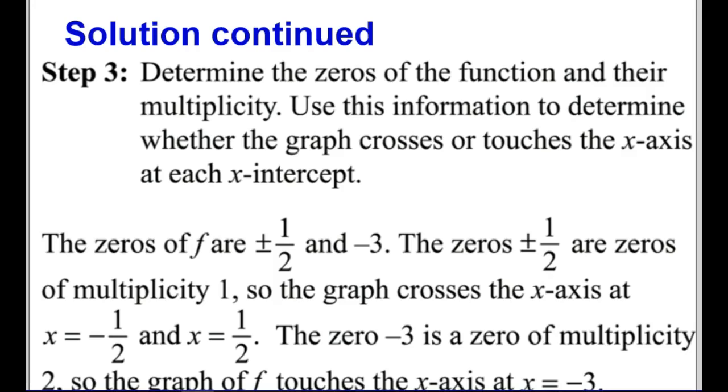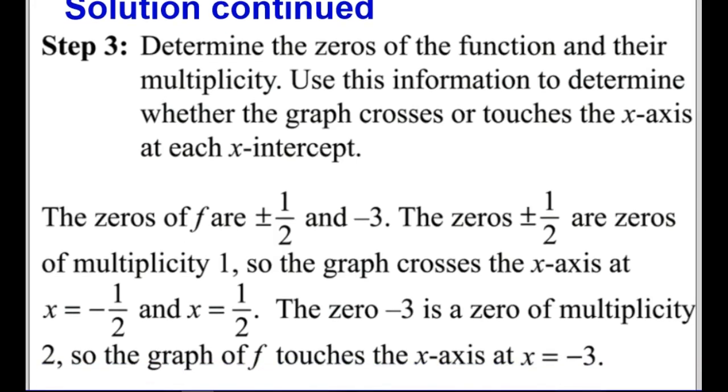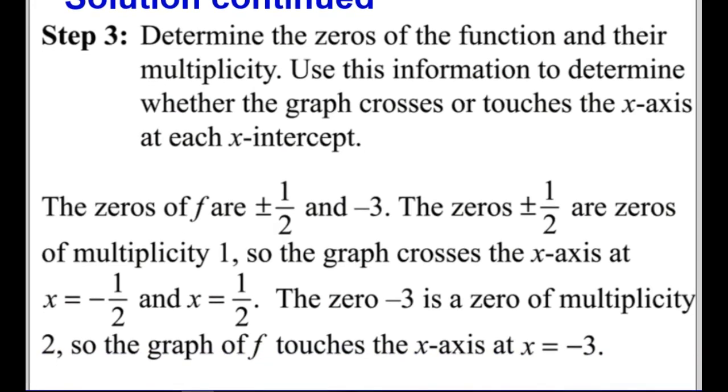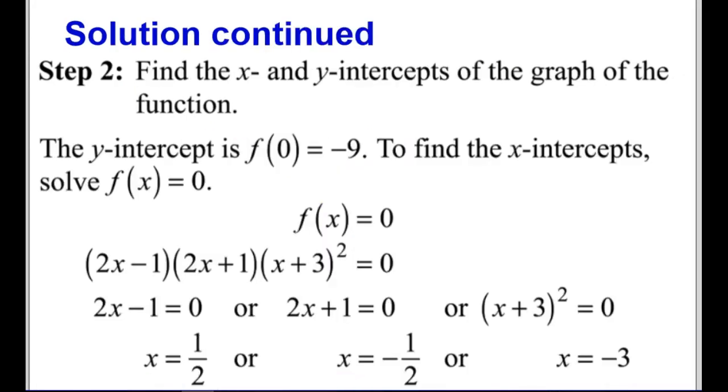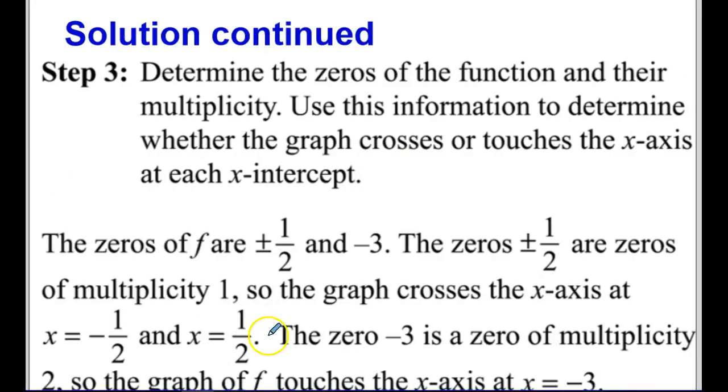So now I can figure out their multiplicity, and we can use that from our actual function. I can look at where I'm going to cross the graph and where I'm just going to touch the graph. My zeros are plus or minus 1/2 and -3. Plus or minus 1/2 have a multiplicity of 1, which means I cross at the x-axis. I know they're a multiplicity of 1 because I have no exponent with them in my factored form. But my zero at -3 is a zero of multiplicity 2.